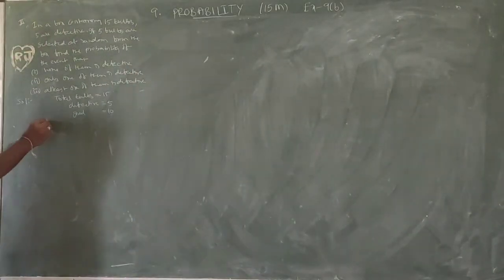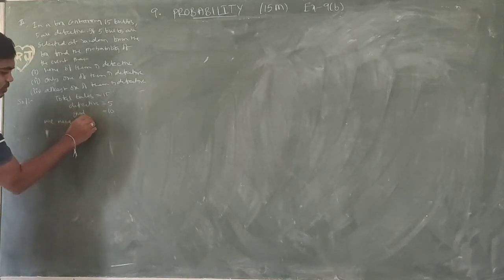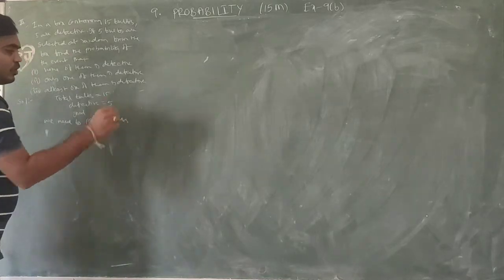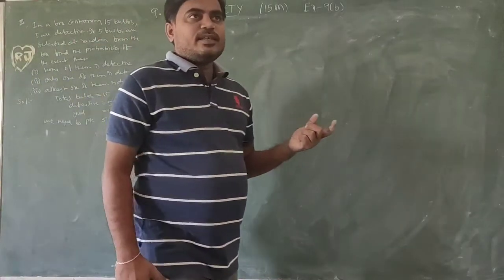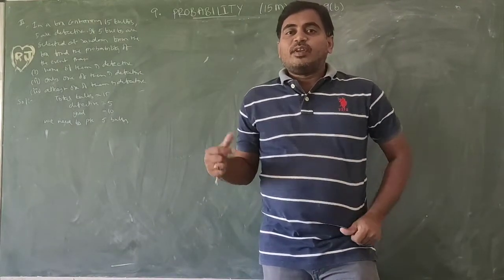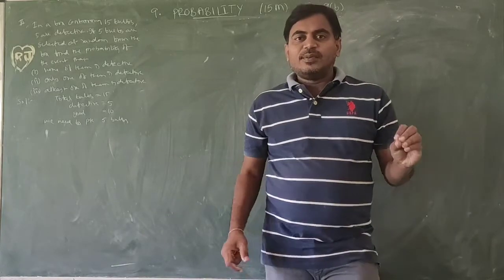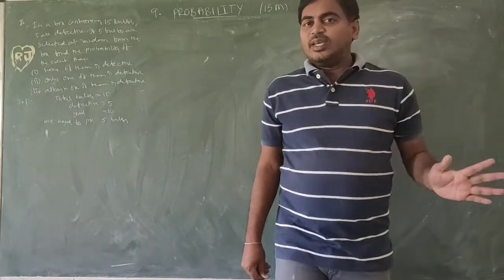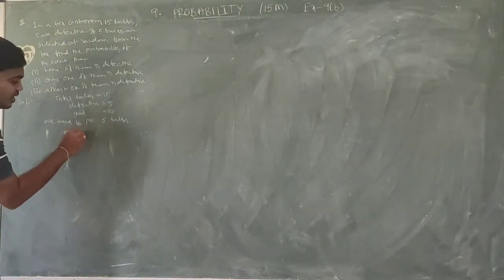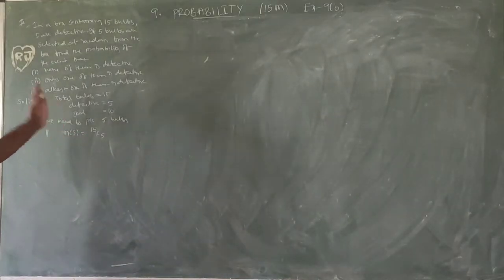We need to pick 5 bulbs. As previously discussed, the number of ways of selecting r things from n things is nCr. So here we are picking 5 bulbs out of 15 bulbs, so n of S equal to 15C5.